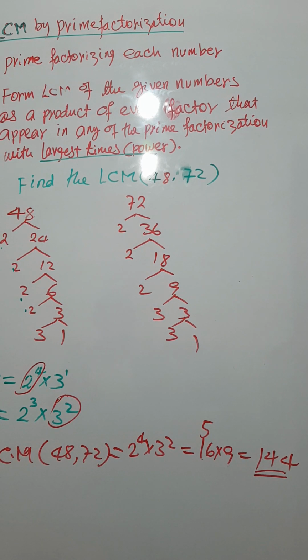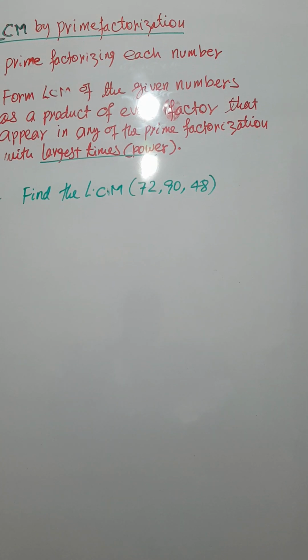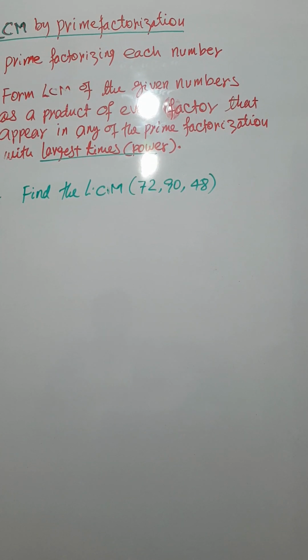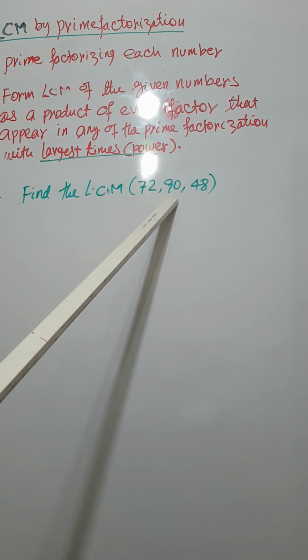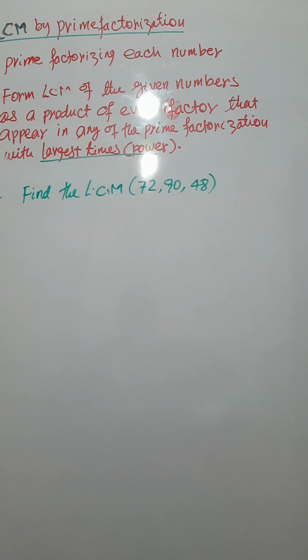So by using this prime factorization method, it's possible to find the LCM of big numbers in hundreds and thousands. So let's have 2 or more examples. Let's find the LCM of these 3 numbers: 72, 90, and 48.